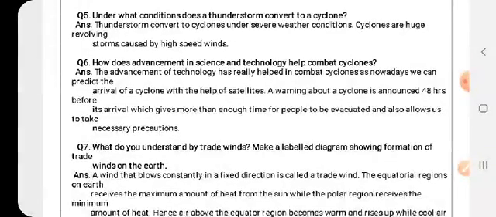Next is, under what conditions does a thunderstorm convert into a cyclone? We know that a thunderstorm is accompanied by rain along with lightning and thunder, right? So it converts into a cyclone if the conditions get worse. If the conditions get even worse than that, it may also convert into a cyclone. When the speed of the storm is very high, then it can convert into a cyclone also.